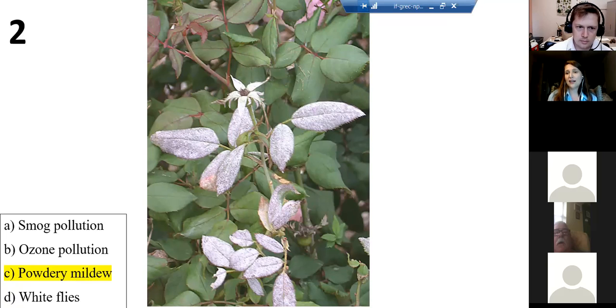And another thing that also helps with this diagnosis is that roses are susceptible to powdery mildew. So that's it. Anything you want to add, John? No, not for this one.